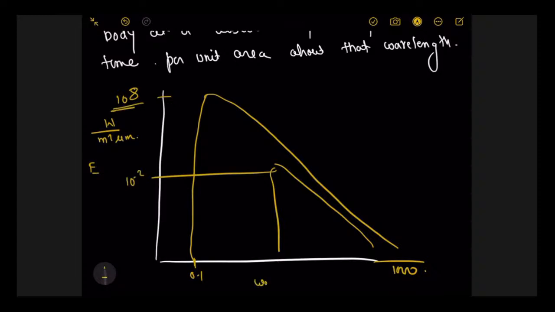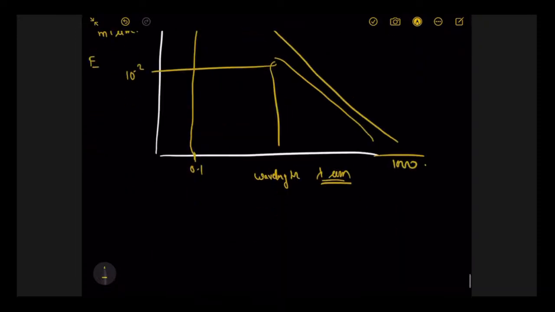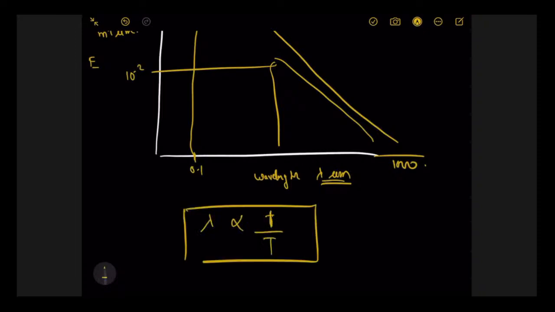Wavelength unit is micrometer. The rays coming from the sun which contain a high amount of energy will have a short wavelength. That is why the sun rays coming to the earth's surface are traveling a huge distance, but they contain a low amount of energy. So you can say lambda is directly proportional to 1 by T. Right?